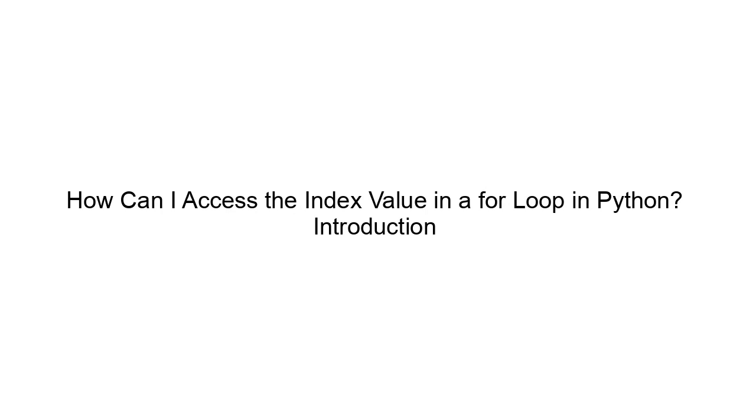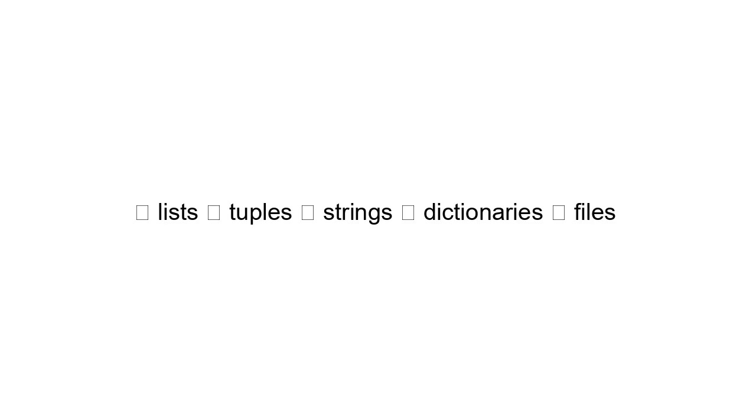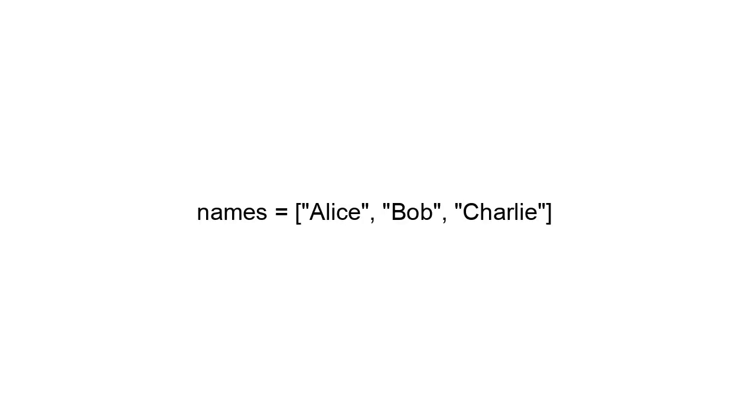How can I access the index value in a for loop in Python? Introduction. Python for loops are commonly used to iterate over lists, tuples, strings, dictionaries, files. Example: names equals Alice, Bob, Charlie. For name in names, print name. Sometimes, however, you need both: the item and its position, the index.